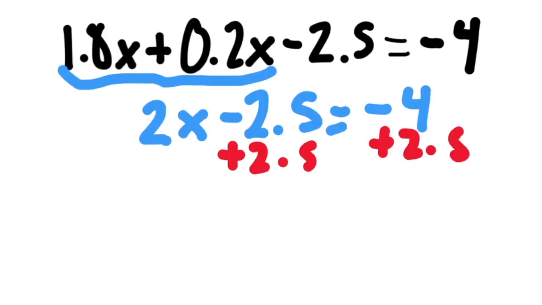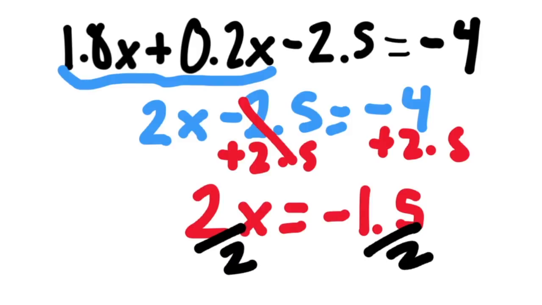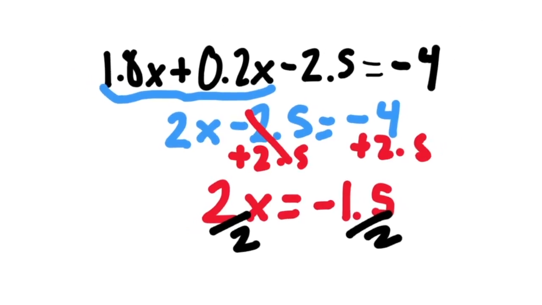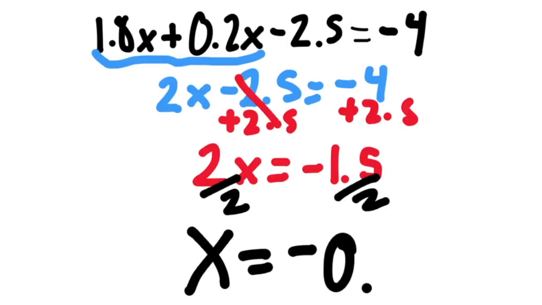That leaves on the left side just 2x, because the negative 2.5 and the positive 2.5 cancel out. And on the right side, negative 4 plus 2.5 is negative 1.5. Now it should be easy because it's a one-step equation. You have 2 times x, so you divide both sides by 2 so that the x will be by itself. 2 divided by 2 is 1, so we have 1x equals negative 7/500.